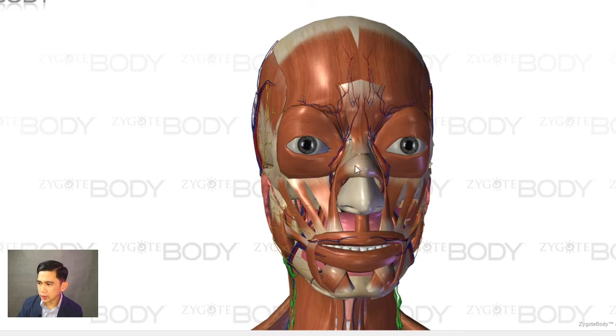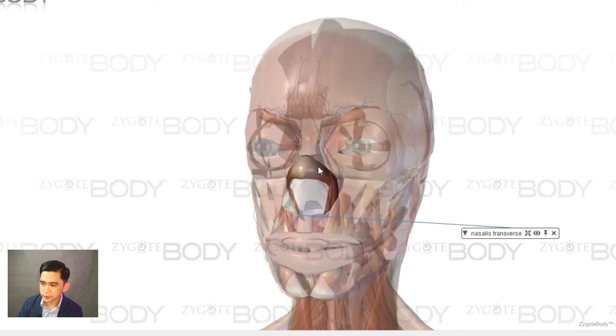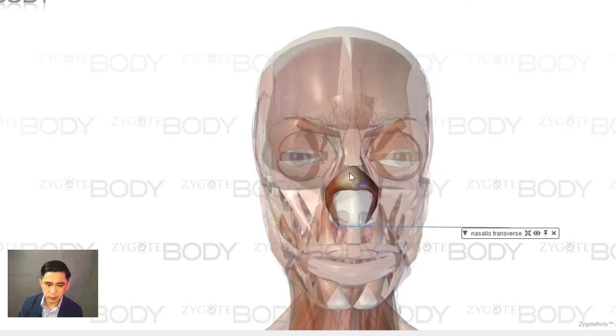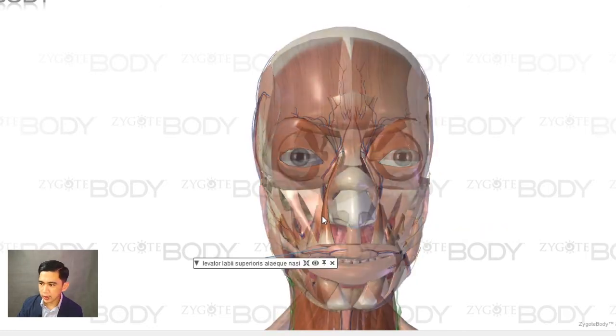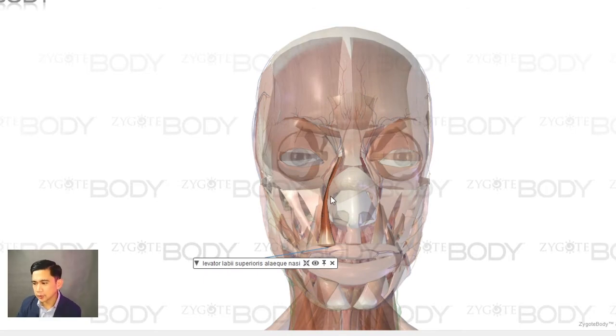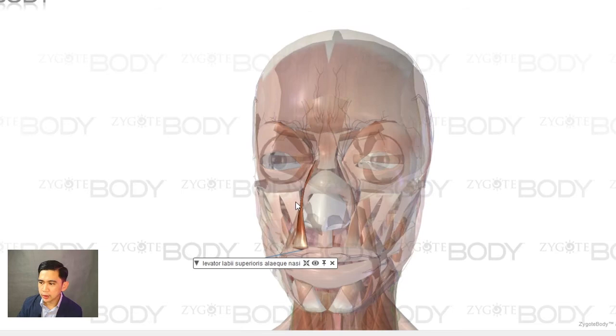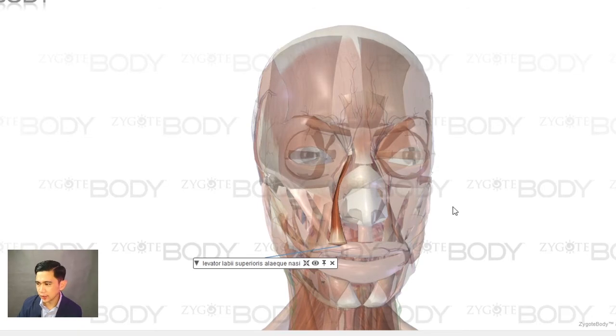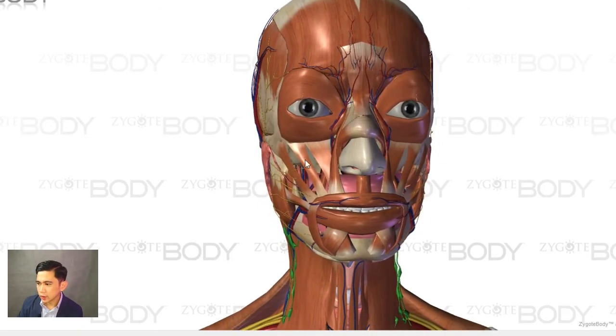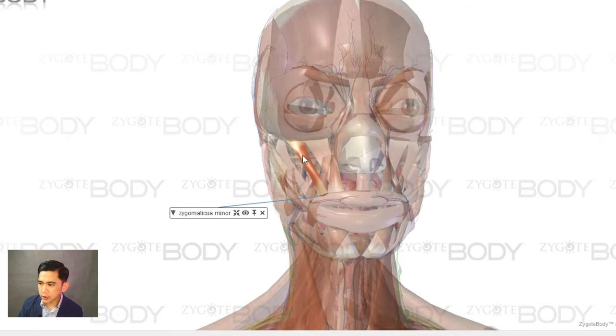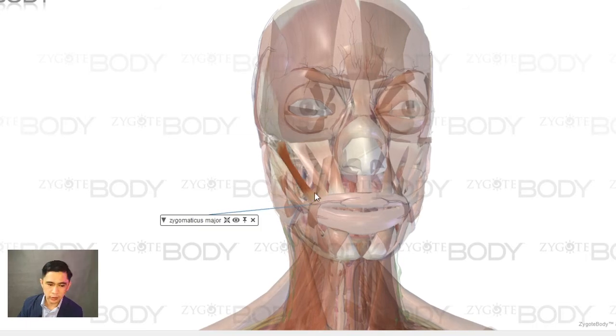And we have here the nasalis. It produces the bunny lines. And here is the levator labii superioris alaeque nasi. It also contributes to the bunny lines as well as the gummy smile. Now we also have here the zygomaticus minor. This controls our smile, and the major, also another smiling muscle. We have here the risorius, which controls the angle of the mouth sideways.